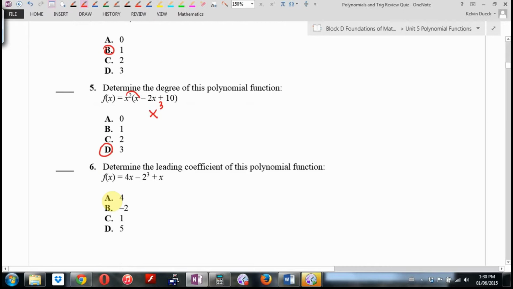Number 6 was sneaky. What's the leading coefficient? It's not 4. And the reason is they did not simplify this polynomial. This is really 4x plus x. What is 4x plus 1x? This is really 5x plus, and what's 2 to the third power? 2 cubed.